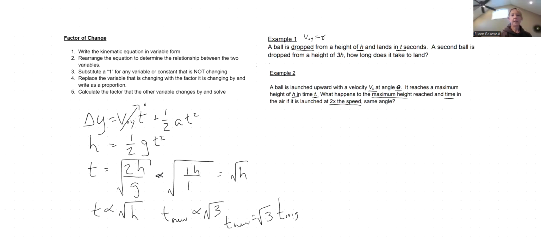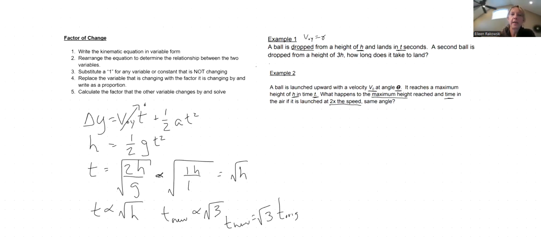Let's look at a second example. A ball is launched upward with a velocity of v initial and angle theta. It reaches a maximum height h in time t. What happens to the maximum height reached and the time in the air if it is launched at 2 times the speed with the same angle?